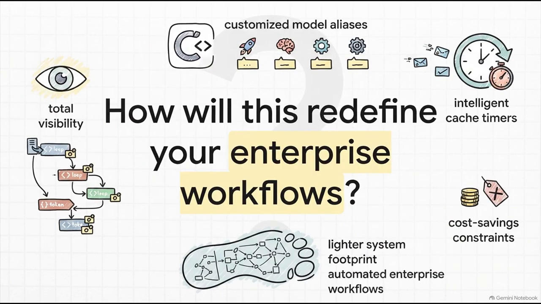I want to leave you with this final thought. With total visibility into your loop tokens, customized model aliases, intelligent cache timers, and a much lighter system footprint, how will this new level of granular control redefine your automated enterprise workflows? It's time to upgrade, test out these new cost savings constraints, and find out for yourself.